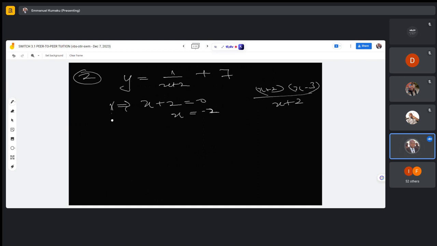Then we go to the horizontal asymptote. The horizontal asymptote of this portion is y is equal to 0. But because there's a plus 7 there, we add that. So it goes y is equal to 0 plus 7. So our HA, in effect, becomes y is equal to 7. So let's take note of this type 2.